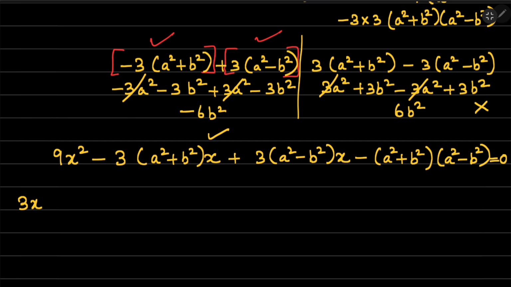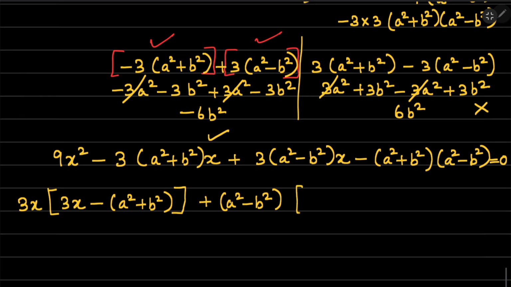Okay, so among the first two terms, what can I take? I can take 3x common out. What will be left inside? You have 3x minus a square plus b square. This is one term. Plus, you can take a square minus b square common out, which will leave us with 3x minus a square plus b square equal to 0.